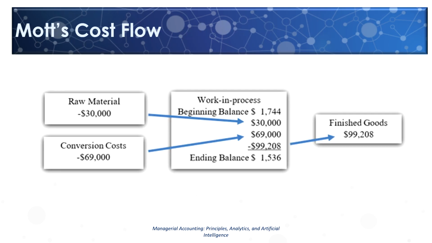This slide visually summarizes the cost flow process at Mott's Creamery. Costs flow into work in process through materials and conversion costs. Then costs flow out of work in process and into finished goods when units are completed.